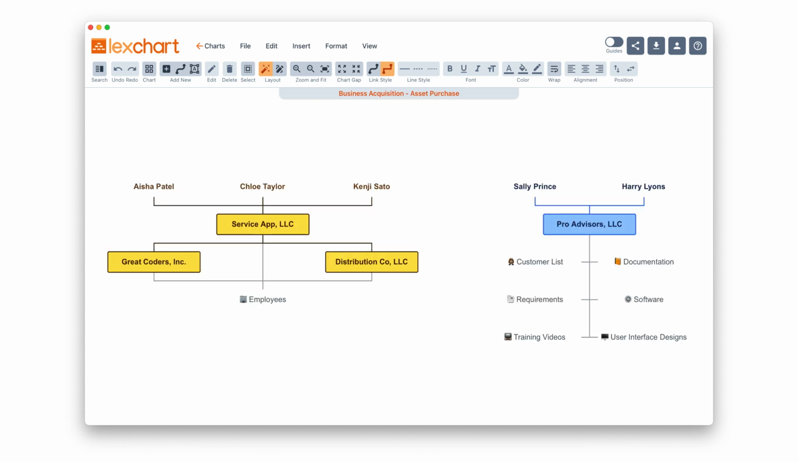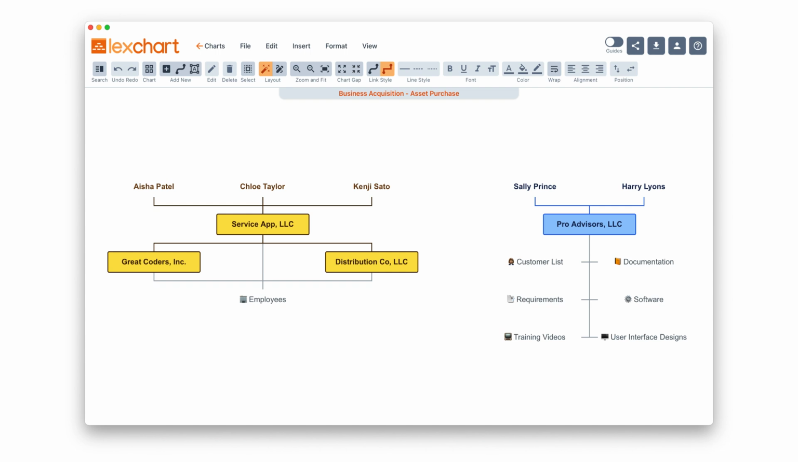When Pro Advisors completes an asset purchase of the Service App business, it hollows out Service App's subsidiaries, leaving them behind. There are tax and legal benefits for the acquirer to purchase just the assets of the target. Most important, the liabilities of the target are not transferred to the acquirer. The liabilities left behind might include loans, litigation exposure, underfunded employee benefits, and the like.